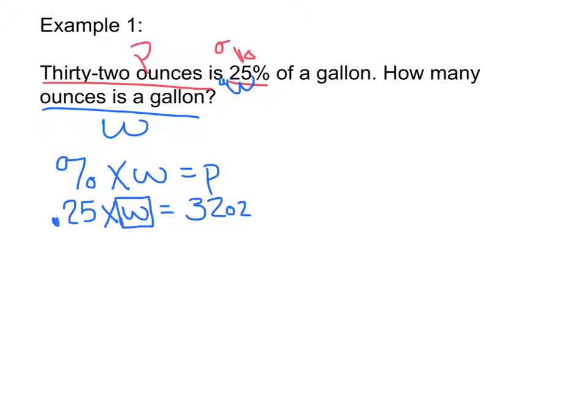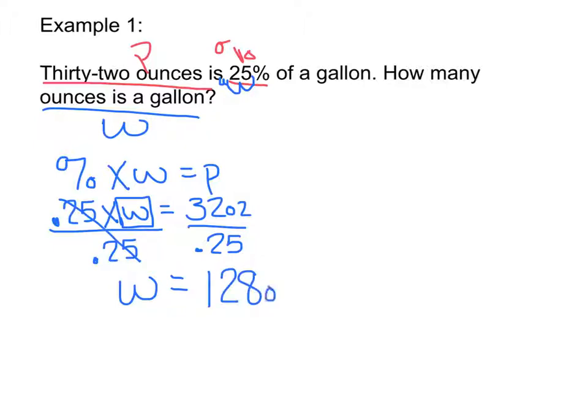When we solve for W, since this is multiplication here, you need to divide by 0.25 to find what W is. So if we divide both sides by 0.25, showing my work here, my 25's cancel, I'm left with W is equal to 32 divided by 0.25. When you compute that out, you actually get 128 ounces.